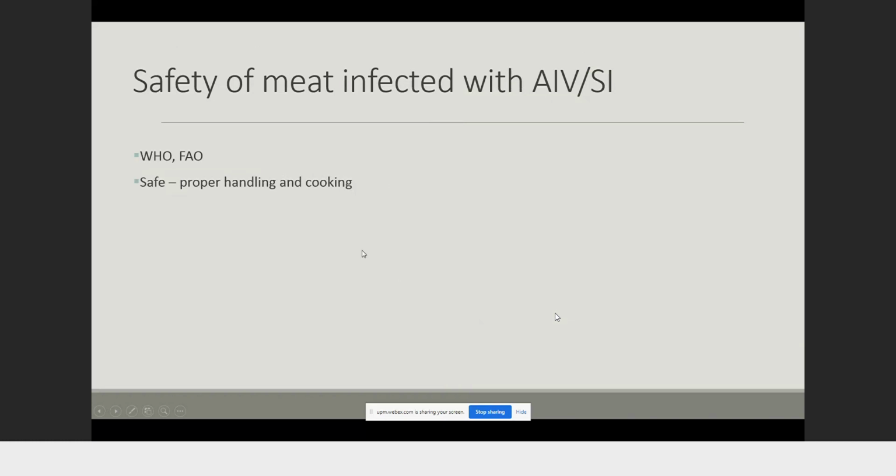Okay, so what about the safety of meat infected with avian influenza or swine influenza? According to WHO and FAO, it is safe to be eaten. However, you need to cook it properly, and remember when you handle the chicken, when you wash and cut it, there is blood and secretions there, so you need to be careful. To be safe, just avoid eating chickens infected with avian influenza.